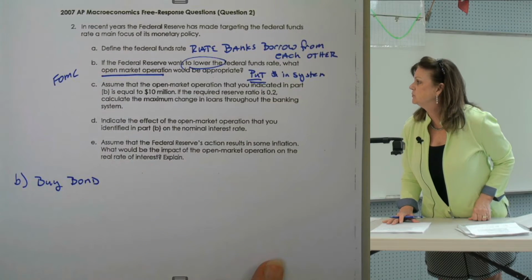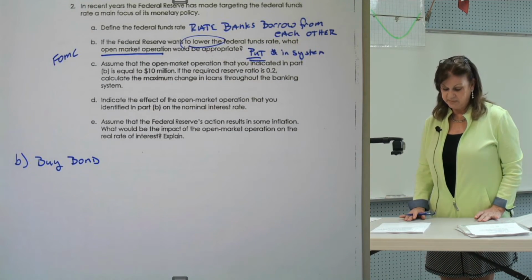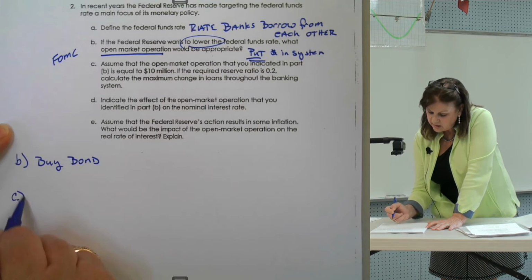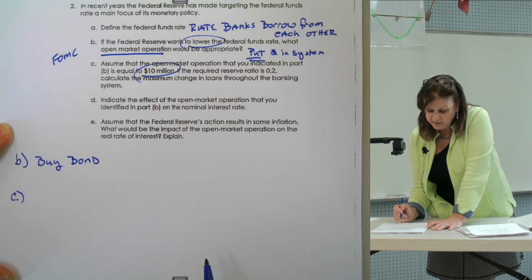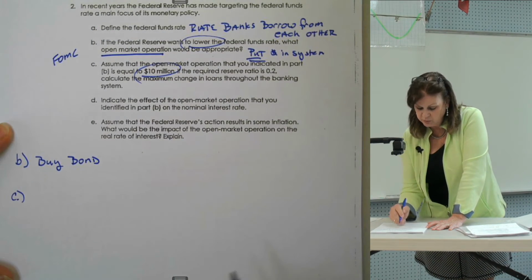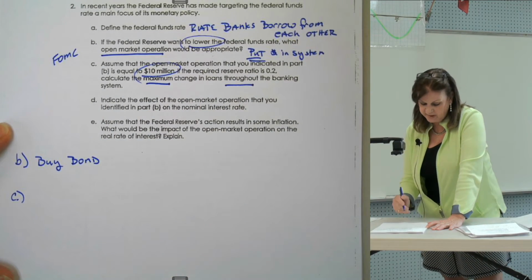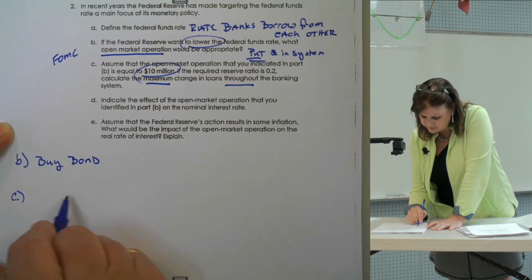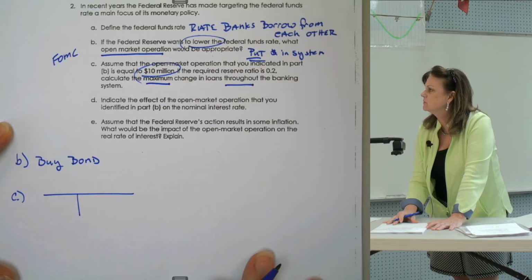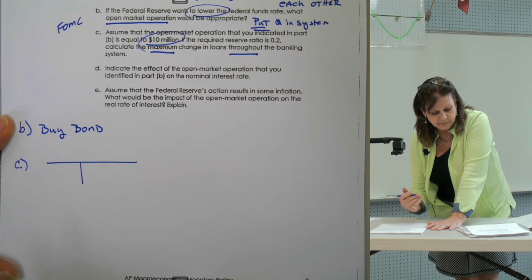So assume that the open market operation you indicated in Part B is equal to $10 million. Okay? If the required reserve ratio is 20%, calculate the change in loans throughout the banking system. Okay, so here we go. We're going to draw our T-chart, right? And what are they doing? They're buying bonds, right?